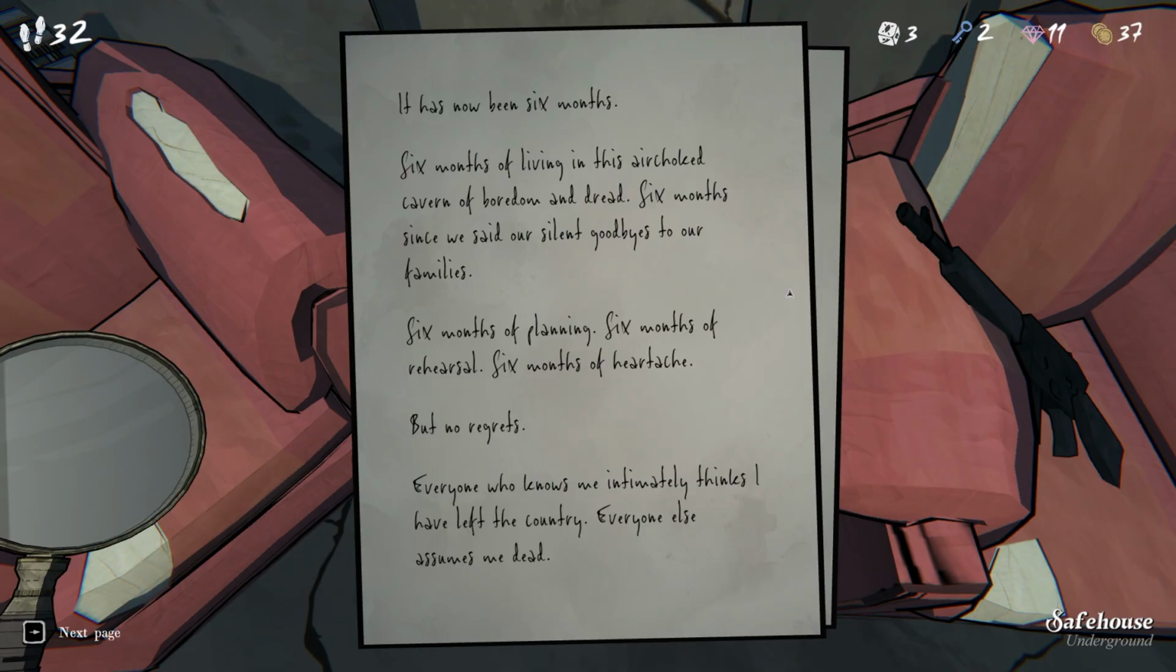Until it said, but no regrets, this kind of described my struggle with blueprints. 6 months. It's not a cavern of boredom. It is a cavern of dread, though. It's exciting. I just can't make progress, ever. 6 months of planning. All of it to fail.